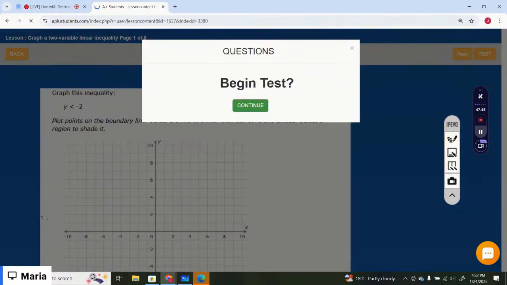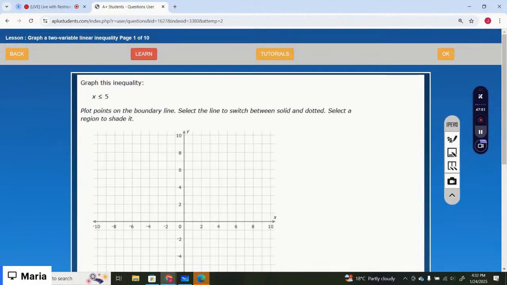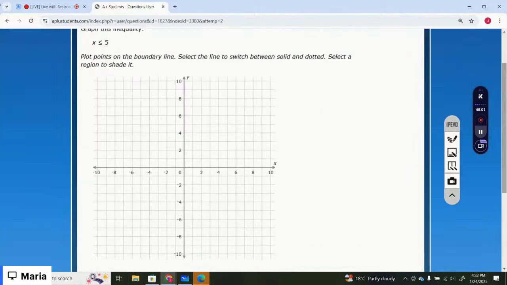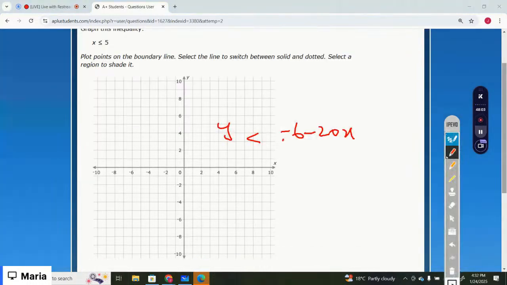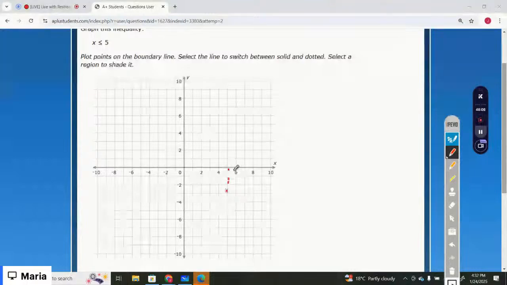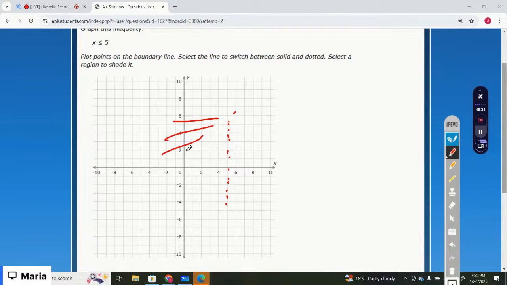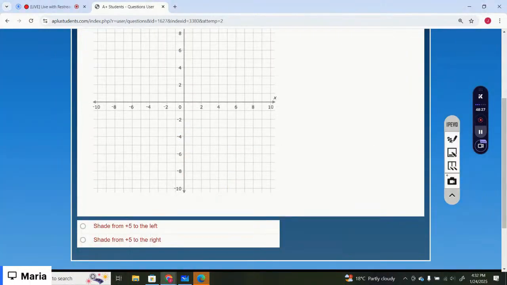Let's just start with the test questions. Graph the inequality x is less than or equal to 5. Let's graph 5 first, then equal to 5. So here you have 5. X is less than or equal to, so you have all the values that are less than 5. So this portion is colored, left of the 5, starting from positive 5 to the left. Option number 1 is the correct option.